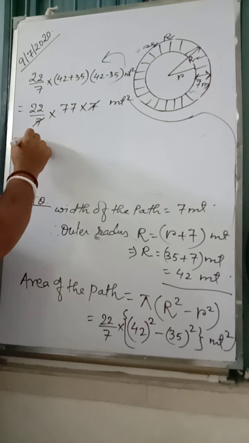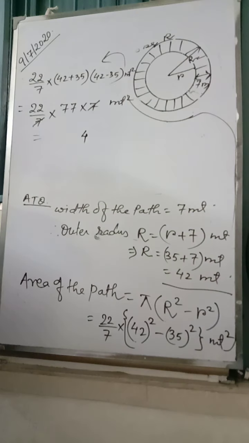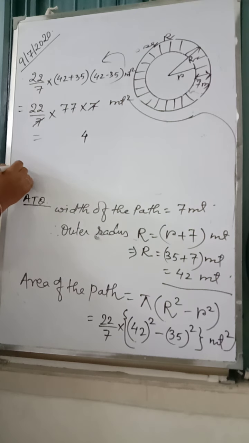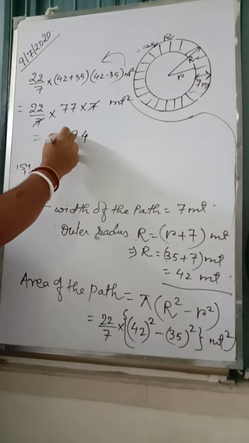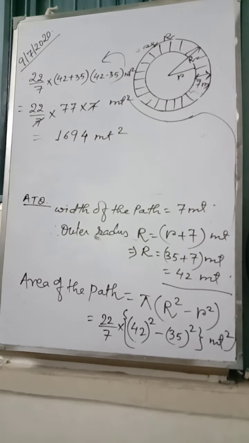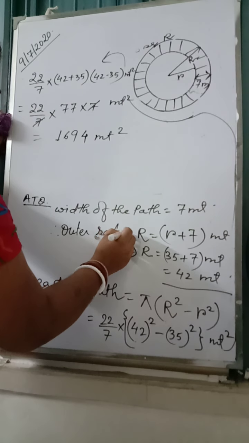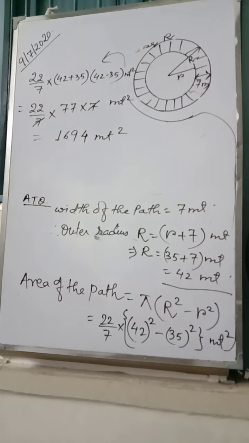This 7 is cancelled. Now 22 7s are 154. 4 writing, 15 carrying, and again 22 7s are 154 and 15, 169. So 1694 meter square. Within a minute we can solve our answer. If you want to multiply 42 into 42 and minus 35 into 35, you can go for it, no problem. But what we can do is use the formula a square minus b square, so our sum gets solved in an easier way. Please complete it.